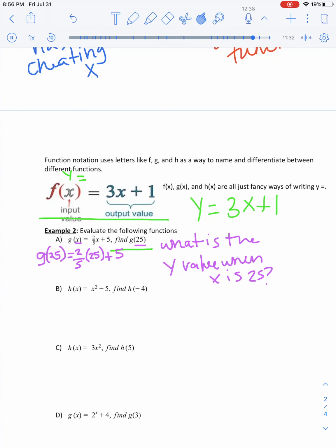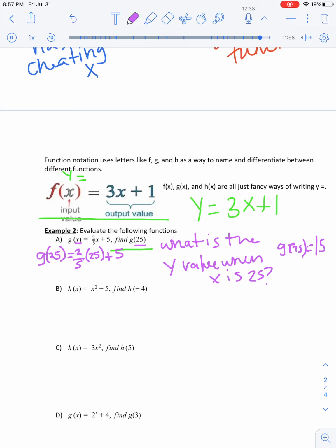So remember, our question was, what is the y value when x is 25? Well, when we plugged that into our calculator, our answer was 15. So in this case, g of 25 equals 15, which actually means the same thing as y equals 15.